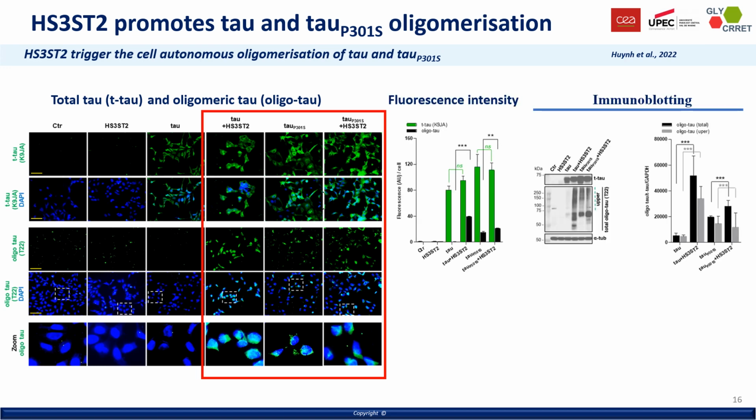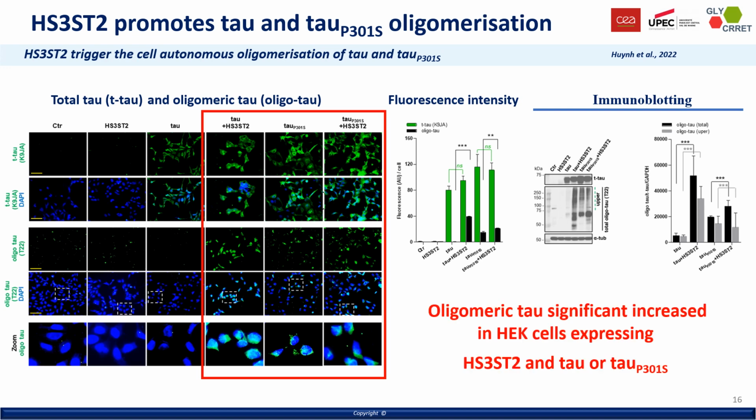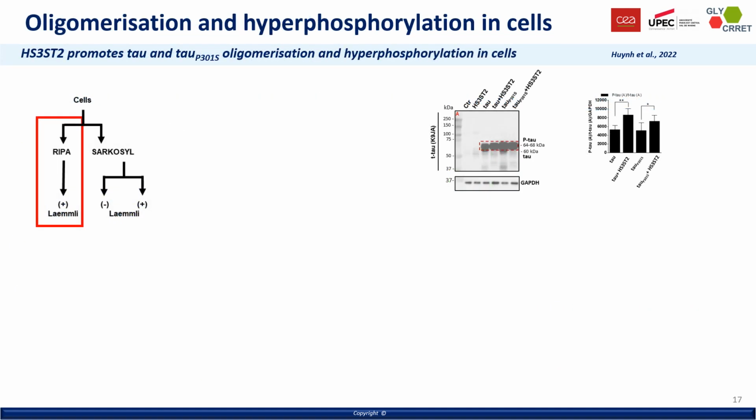Here you have the quantification of the ICC and also a Western blot with its quantification, showing that we have oligomeric tau that was significantly increased in these HEK cells expressing the enzyme and tau, or mutated tau. So overall, these results show that heparan sulfate 3-O-sulfotransferase 2 could trigger the cell autonomous oligomerization of tau and mutated tau. So we were also looking at phosphorylation of tau protein, and we took cells, we extracted these cells in RIPA, and we did Western blots.